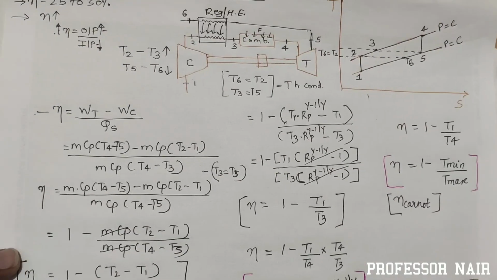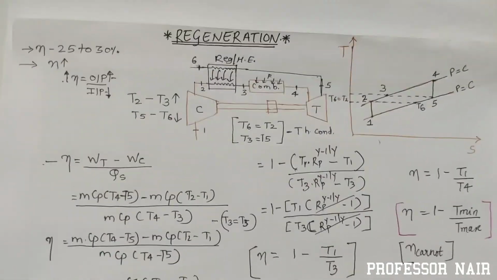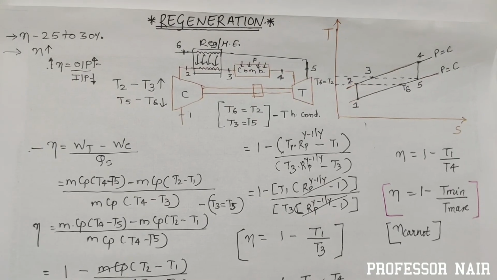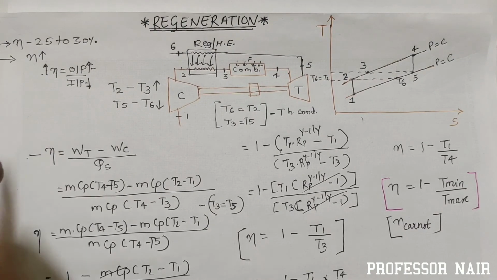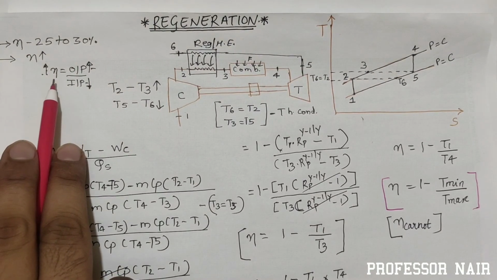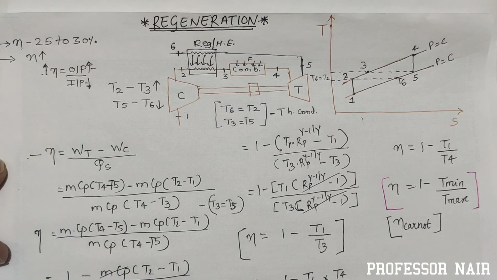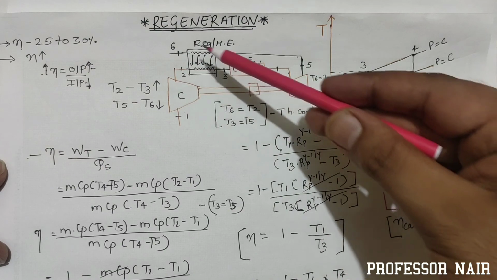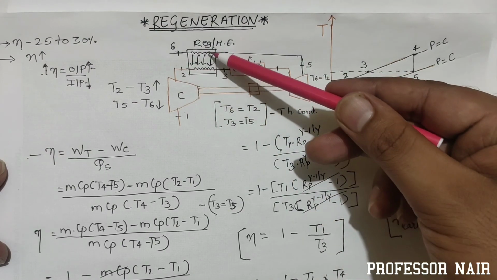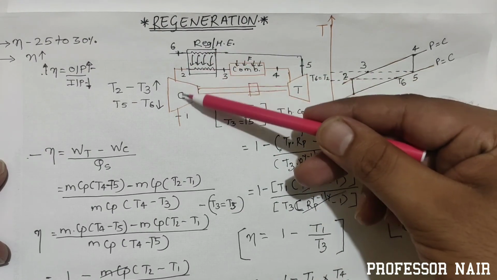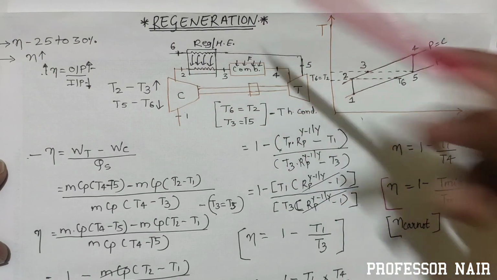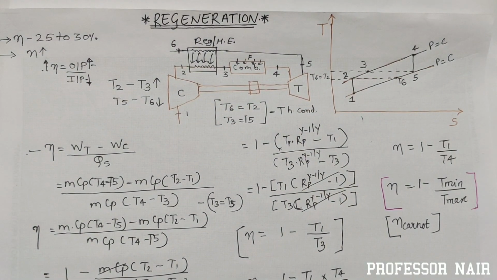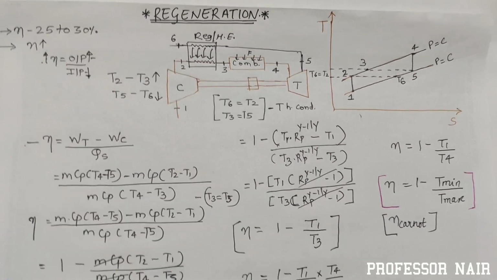Correct? So this was the whole process of regeneration. Why had I used the regeneration process? In order to increase the efficiency. How can I increase efficiency? By reducing the heat input. So for reducing the input, I introduced one device, that is the heat exchanger, which gives heat from the exhaust gas to the compressor outlet. In this way you have studied the regeneration process and derived the basic form.